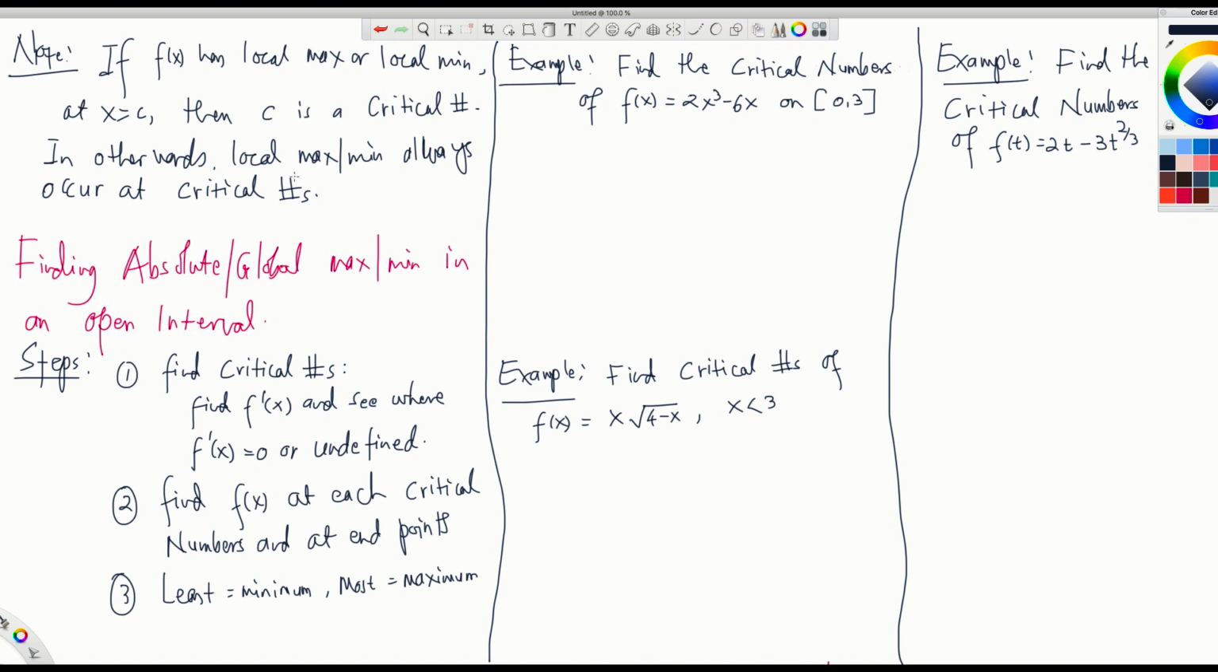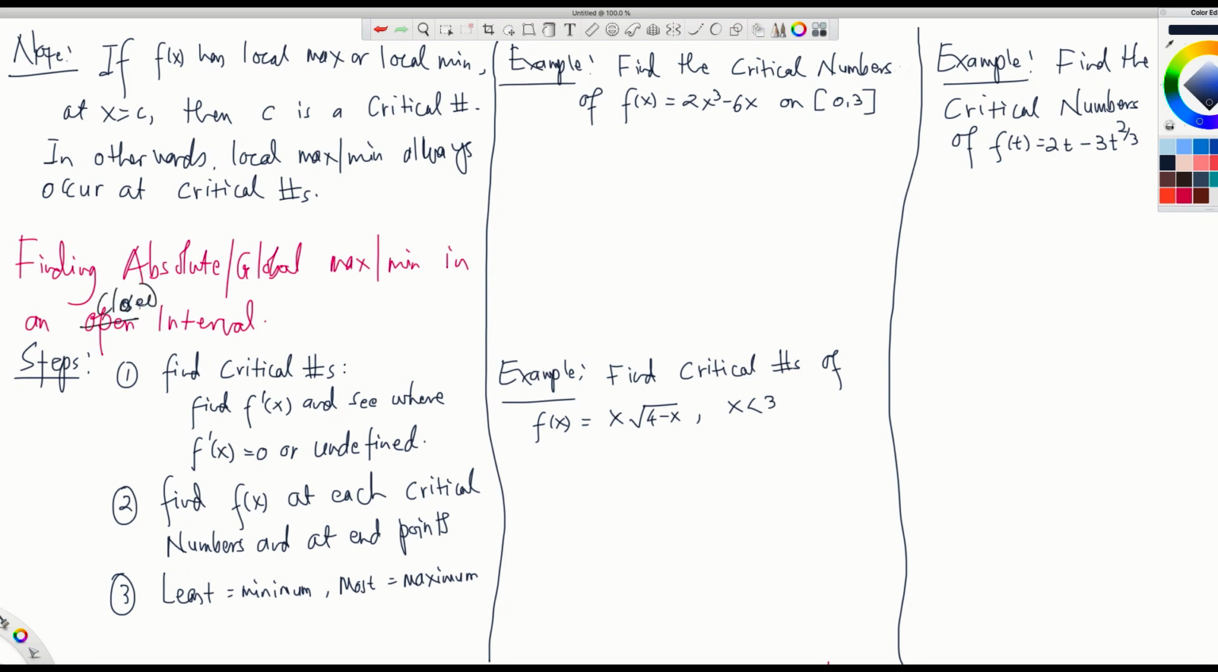But if there is a critical number, there may or may not be a local max or local min. The converse is not always true. But if there is a local max or local min, it must always be at a critical point of the function. So how do I find the absolute or global max or global min in a closed interval?